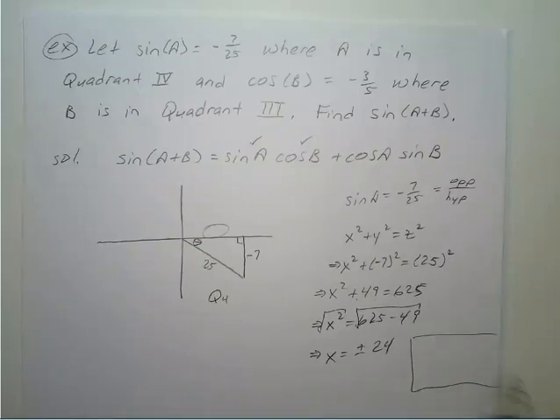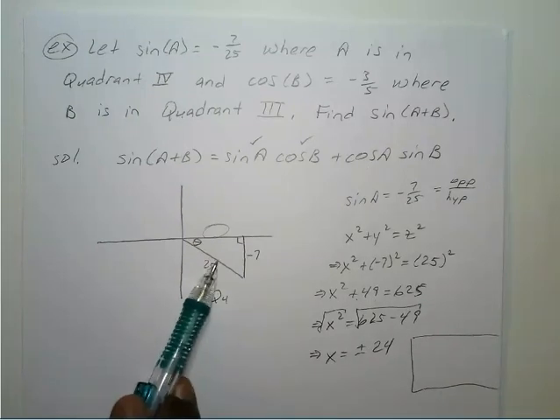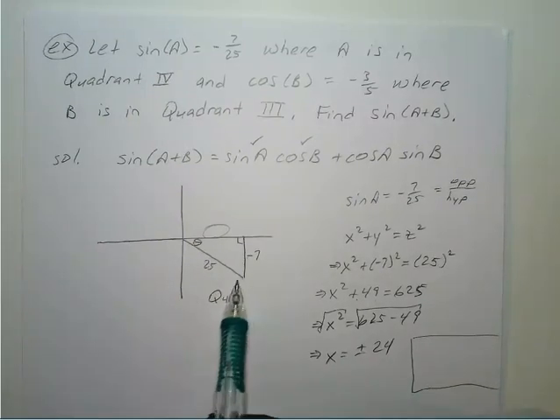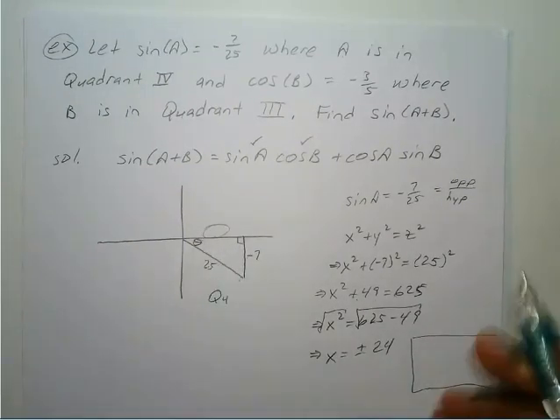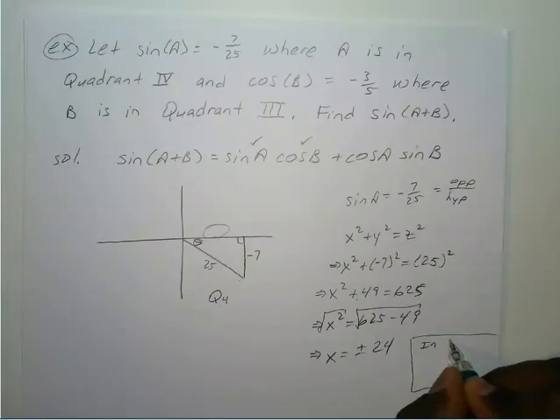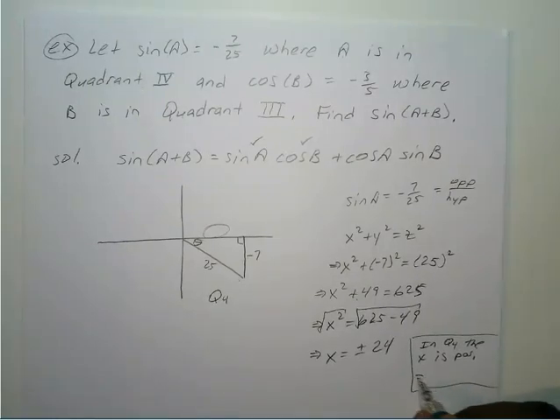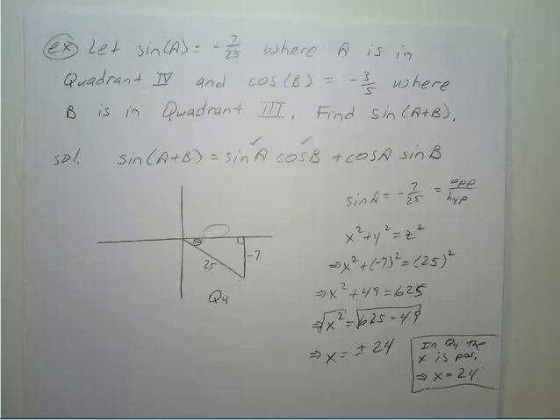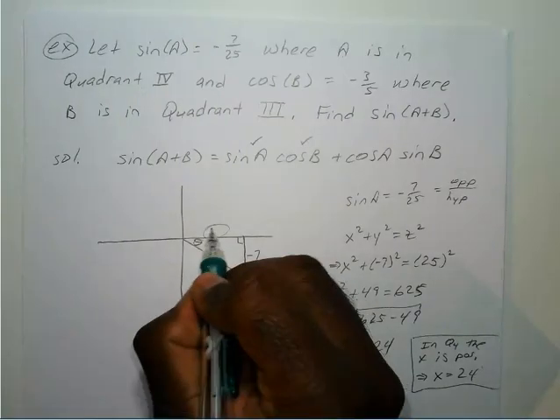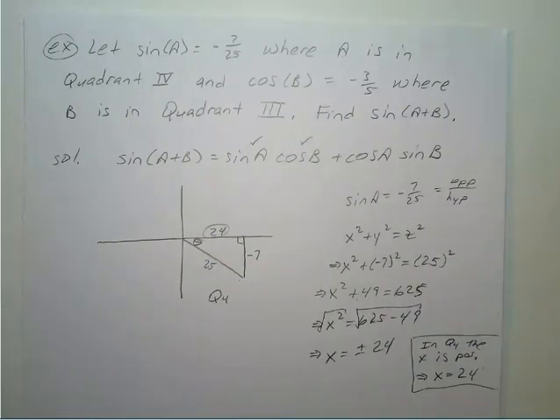Okay, but we see that whether it's positive or negative, we look at the quadrant. Since in quadrant 4, your x is positive, in Q4, the x is positive. So that means that x is equal to the positive 24 and not the negative 24. Okay, so this x is equal to 24.